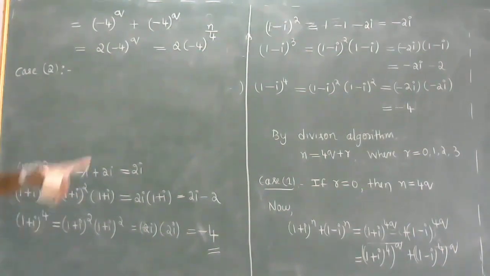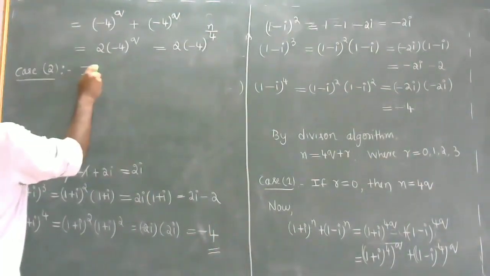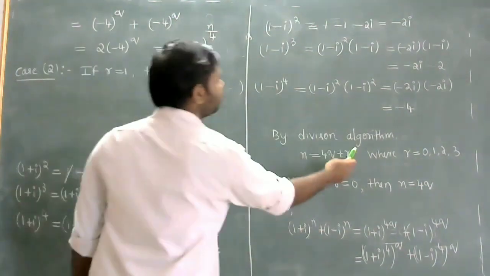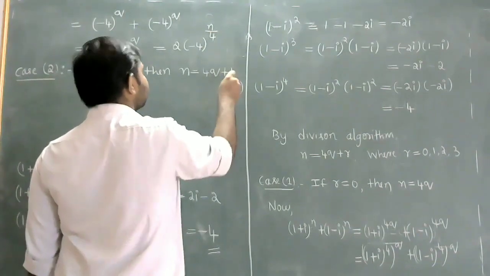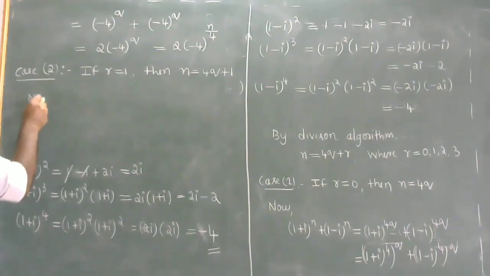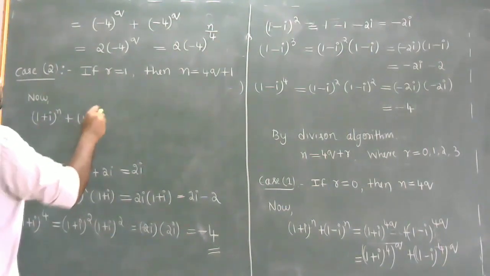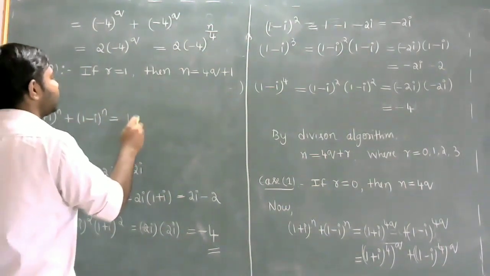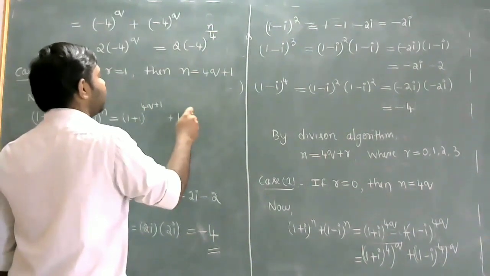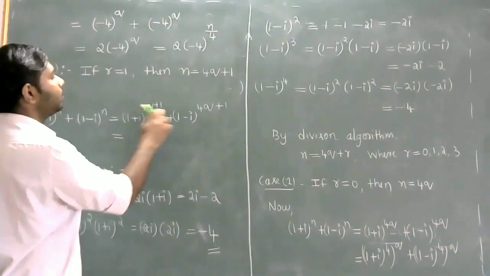So case 2 is if r is 1. If r is equal to 1, then n will be of the form 4q plus 1. Now once again consider the same number (1 plus i)^n plus (1 minus i)^n. So it will be (1 plus i)^(4q plus 1) plus (1 minus i)^(4q plus 1). So split the powers.